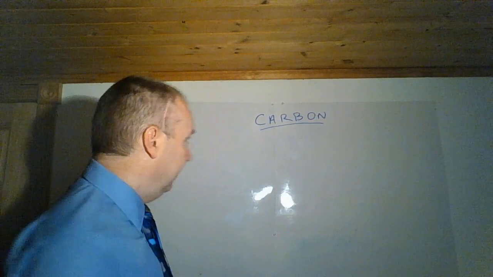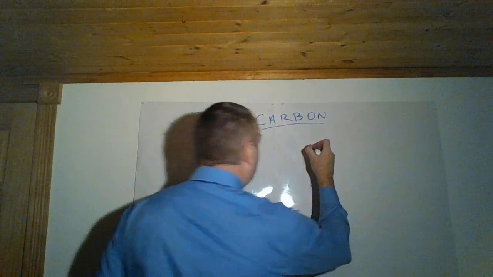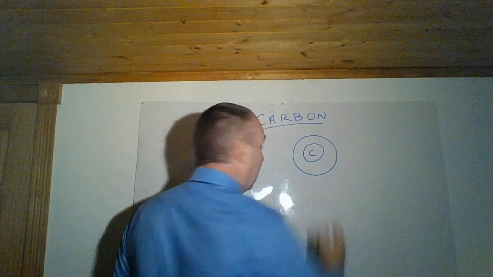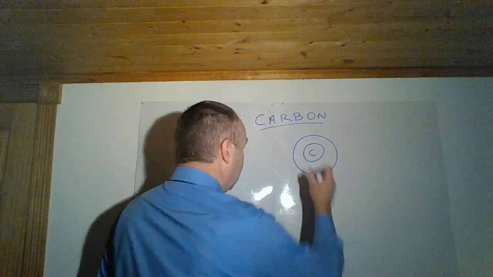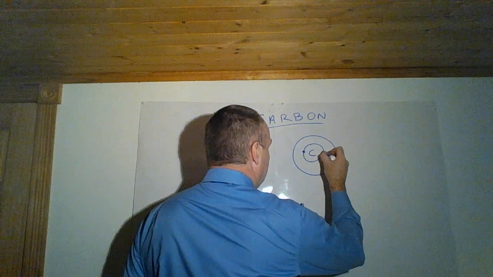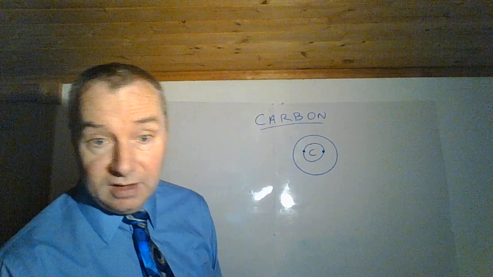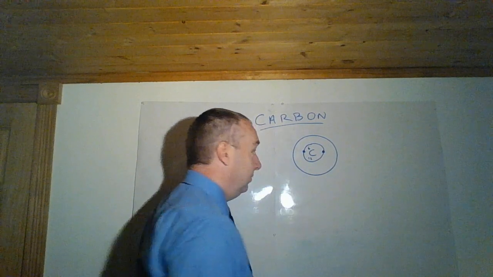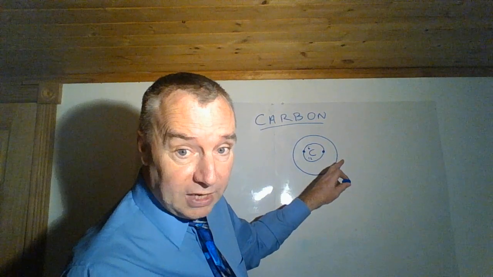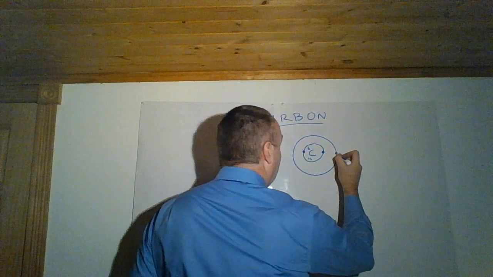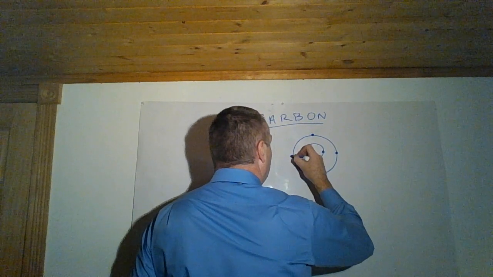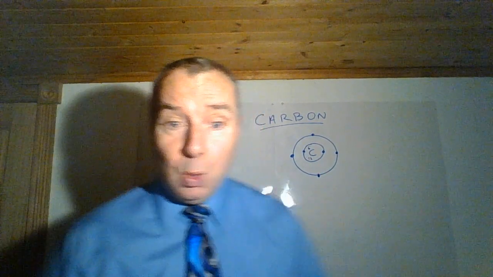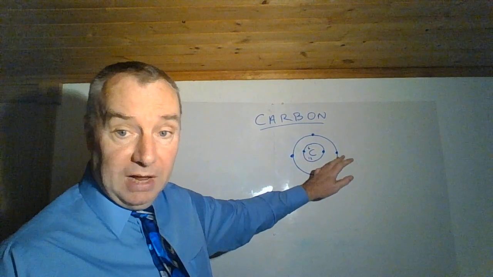Here's an atom of carbon. Remember from last week. Two on the inside, because that's always the way we do it. And then we are left with carbon 6, 12. So we are left with 4 more electrons to put on the outside. And that gives us 4 places where we can form covalent bonds.